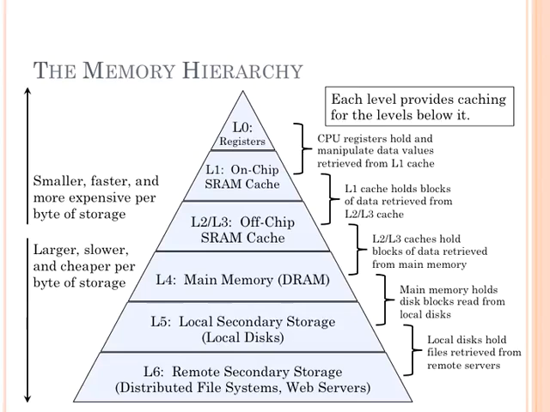Then we have main memory, and then we have local secondary storage, which would be our hard disks. This we frequently call external storage, because it takes a long time for the processor to actually pull that data back. And then we have remote secondary storage, which you could think of like Dropbox, Google Drive, the interweb, all of that kind of stuff.